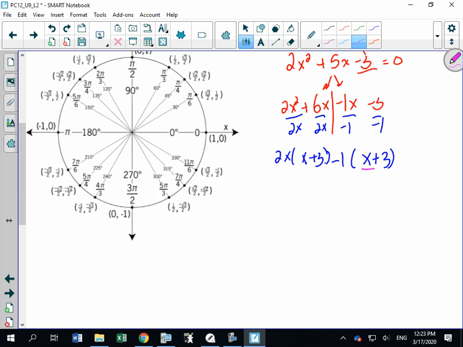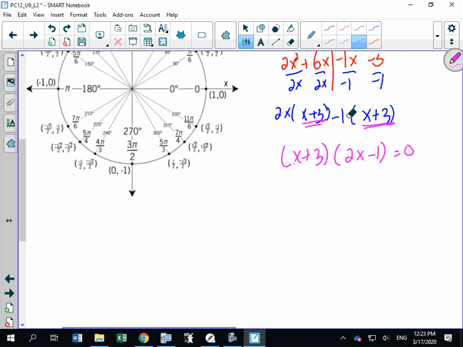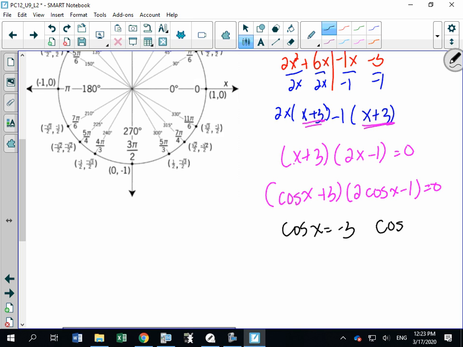Okay, one of my factors is x plus 3. My other factor is 2x minus 1. Because we're solving, you always set your factors equal to 0. Let's take x out, and they wanted x to be cos. So cos of x plus 3 and 2 cos of x minus 1 is equal to 0. From here, solve for cos for each one. Cos of x is equal to -3. Over here, cos of x is equal to 1/2.